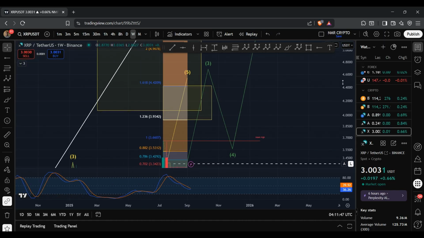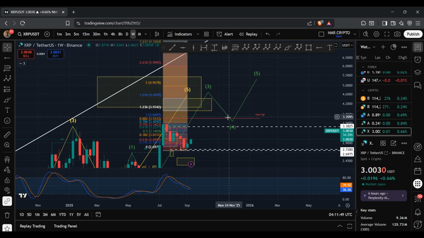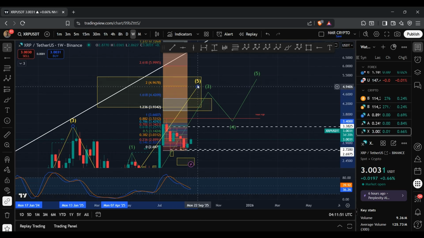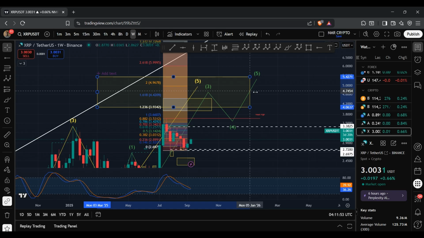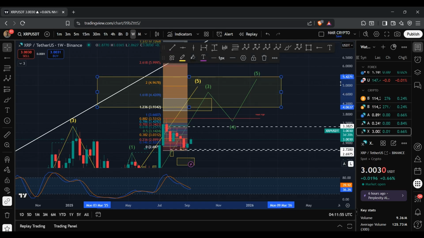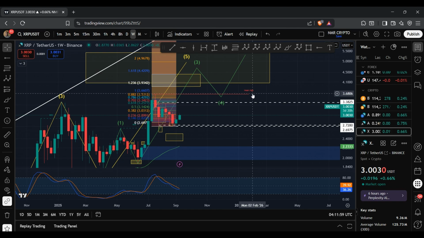That will form this 3rd wave, and then we see the wave 4 and the wave 5 play out to complete this 5th wave, where again this 5th wave has the potential to tap into this range between $4.06 to $5.42. But of course, this is something I'm going to be tracking in the days and weeks to come, and I'll keep you guys updated.